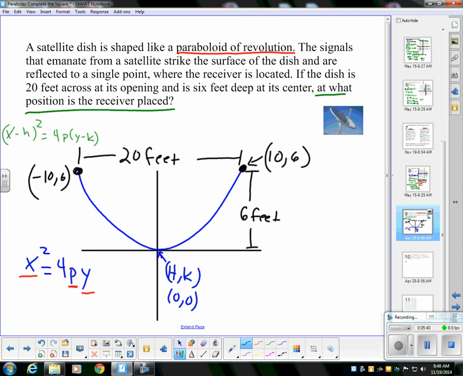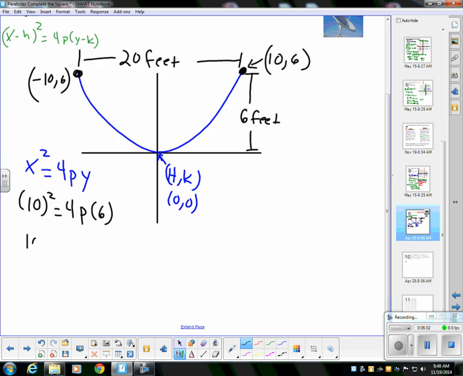So let's go back over here, and let's put in numbers for x and y. And again, it's not going to matter whether we use 10 or negative 10 because we're squaring it. So I'm going to put 10 squared is equal to 4 times p times 6. So if I simply just do the math here, I have 100 is equal to 24p. So therefore p is 100 divided by 24. And if you go into your calculator and do that out, it's going to be 50 twelfths, which is going to be 25 sixths, right? So p is 25 sixths.